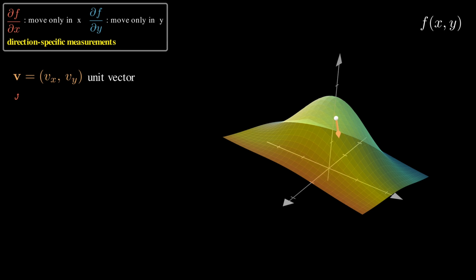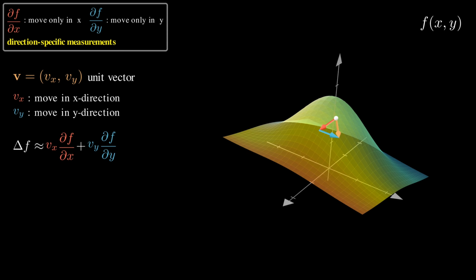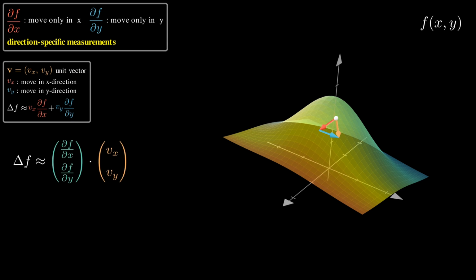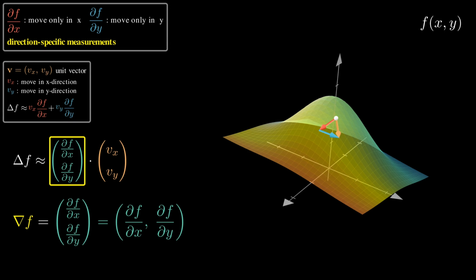Moving in direction v means move v of x in the x direction and move v of y in the y direction. For a small step, the change in height is approximated by the partial derivatives. Rewrite this change in vector form, and that vector of partial derivatives appears because it is the unique vector whose dot product with a direction vector gives the directional rate of change. That vector is the gradient.